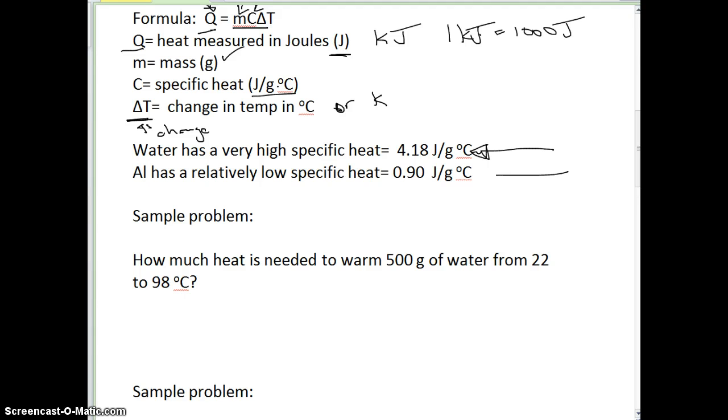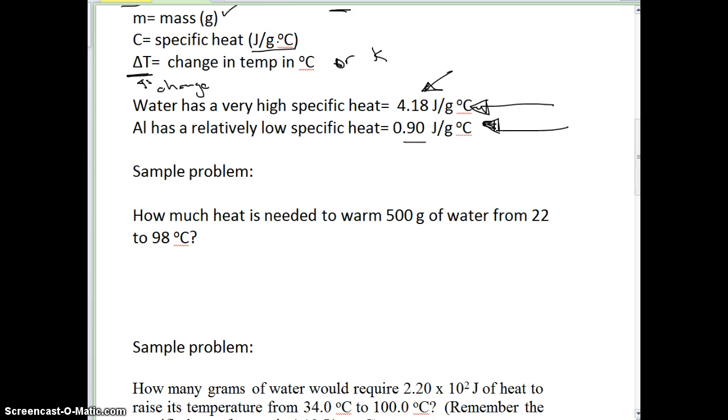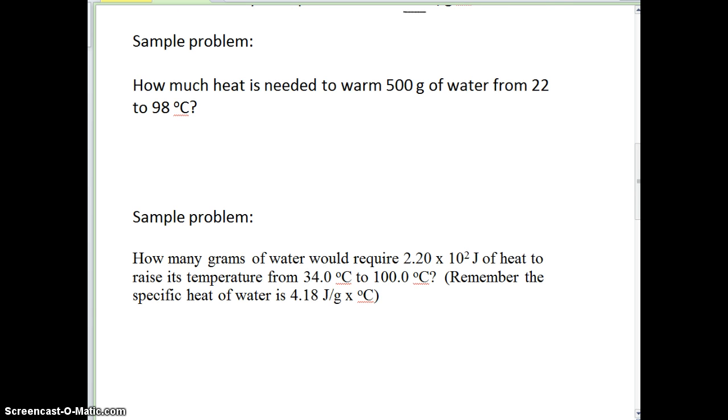Aluminum has a very low specific heat capacity. Specific heat 0.9 is relatively low, not as low as some other things though, but aluminum heats up and cools down really fast. That's the difference between those two values. You probably will need to know this one, I believe it's given to us on our equation sheet. The aluminum's not, but it's not something we need to really commit to memory. It's usually given to us in problems. So let's look at a sample problem or two, and then we'll give you some problems for tonight.